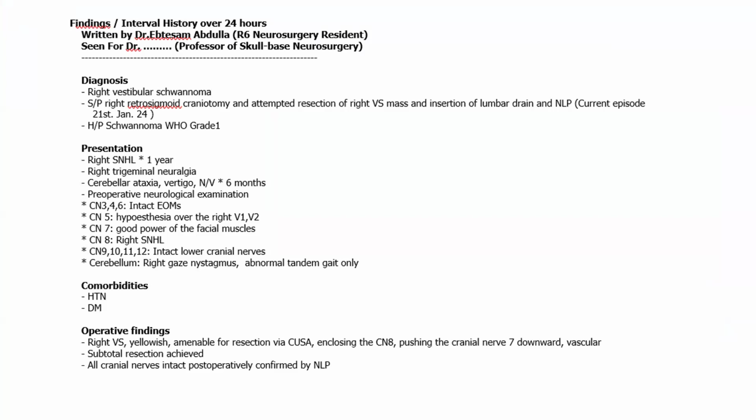I like to start with the diagnosis. For example, right vestibular schwannoma, patient underwent right retrosigmoid craniotomy, attempted resection of right vestibular schwannoma mass via intraoperative neurophysiology, lumbar drain insertion, and the histopathology was schwannoma WHO grade 1. I like to start with this part. Then the initial presentation, how the patient presented. For example here, right sensorineural hearing loss for 1 year, right trigeminal neuralgia, cerebellar ataxia, vertigo, nausea, vomiting for 6 months.